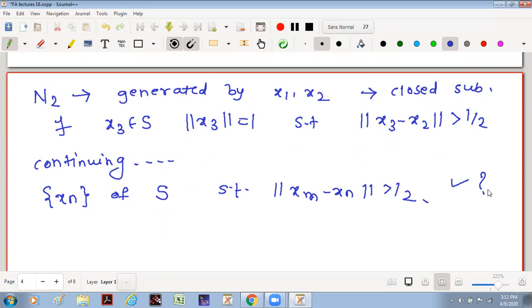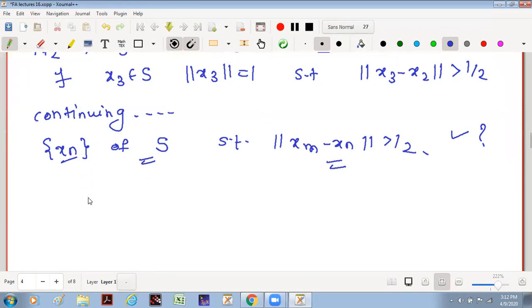As we proceed to find the distance between any two arbitrary points of the sequence, the distance is again greater than half. Then it is not possible for the sequence to be convergent. Therefore, this is a sequence in the unit sphere with this restriction, and this sequence of points on the unit sphere has no convergent subsequence. The sequence itself will not be convergent, and it is not possible to find a convergent subsequence.